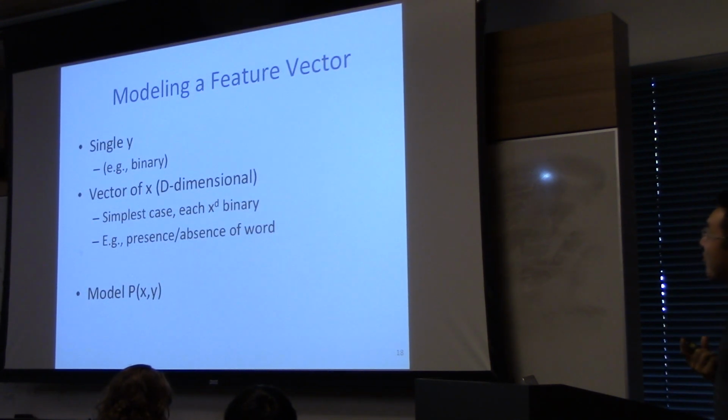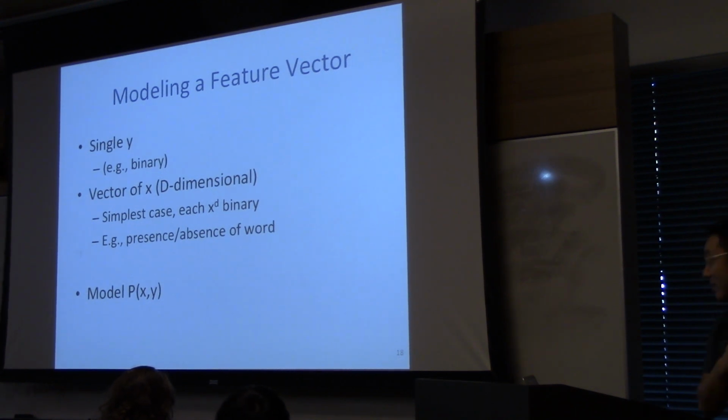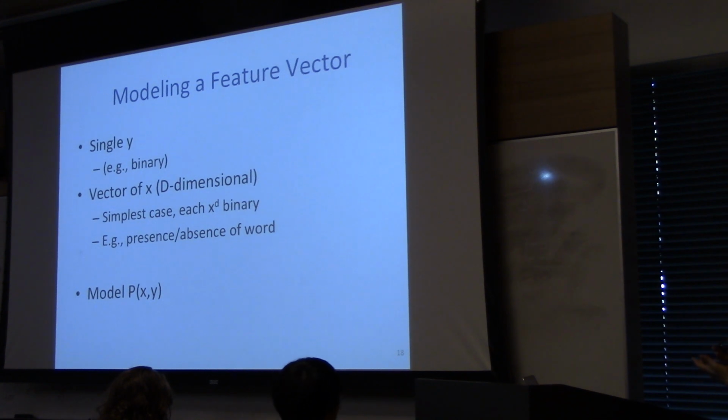So let's say we want to model a vector x instead of just a single x. We have a single y, let's say it's a binary variable, and we have a vector of d x's, a bag of words representation. Consider the case where each entry in this feature vector is binary, 1 or 0. You can interpret it as the presence or absence of a word in a document. Again, we want to model the joint distribution. Given a training set, we want to build a distribution, subject to some structural assumptions, that explains or mimics this training set as well as possible.